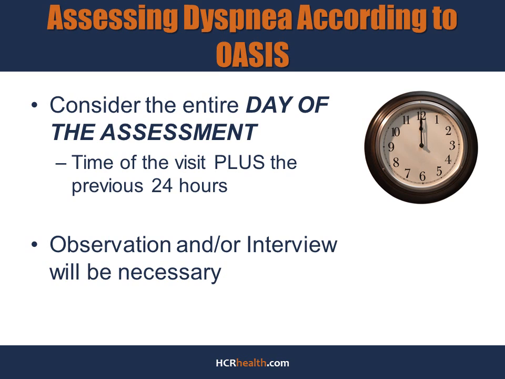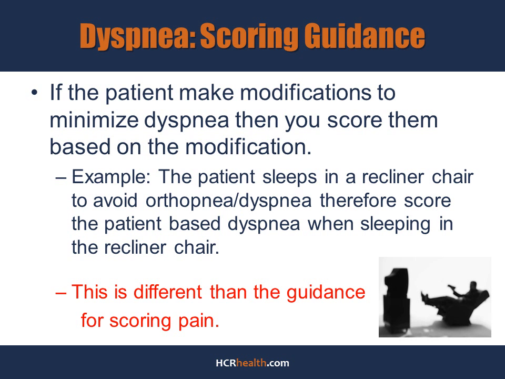In order to accurately assess this OASIS question, you must consider the patient's dyspnea at the time of the visit plus the past 24 hours. This will require both observation of the patient while you're in the home as well as interview of the patient to understand if they've had any dyspnea in the past 24 hours. If the patient has made a modification to minimize their dyspnea or shortness of breath, then you will score their level of dyspnea based on the modification.